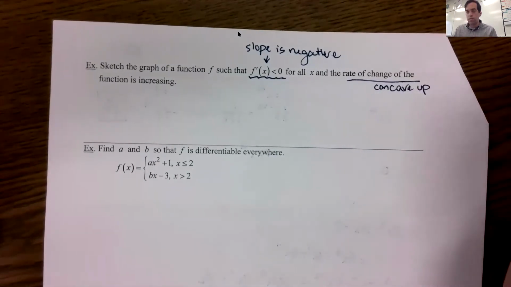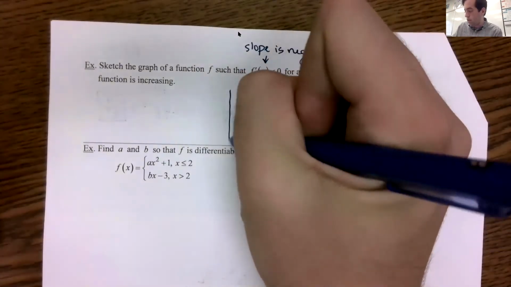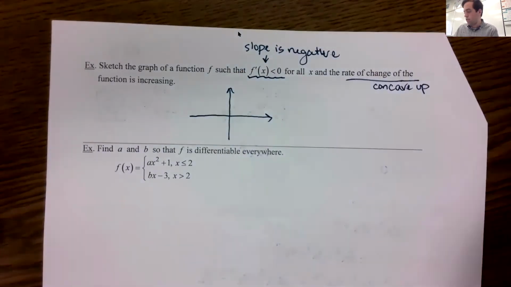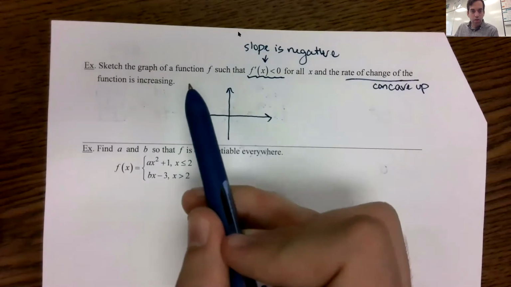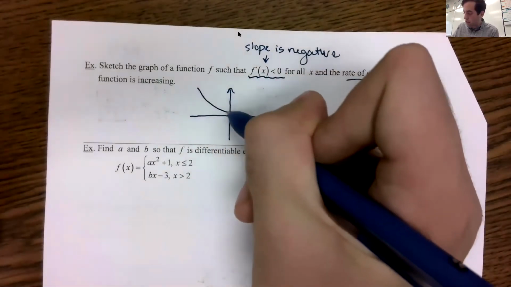In other words, we're going to have a curve that looks more like a smile than a frown, right? We're concave up, but we need to always have a slope that's negative. So this is just going to be a rough sketch, and there's lots of different graphs that this could look like, but I think the easiest one is to think about, okay, so we have to be going down always, but we also have to be concave up. So it's going to look something like this.